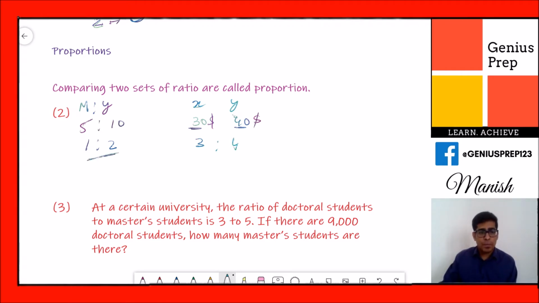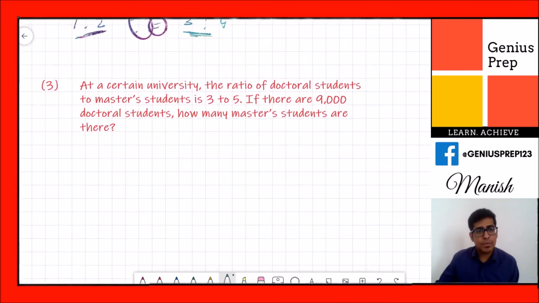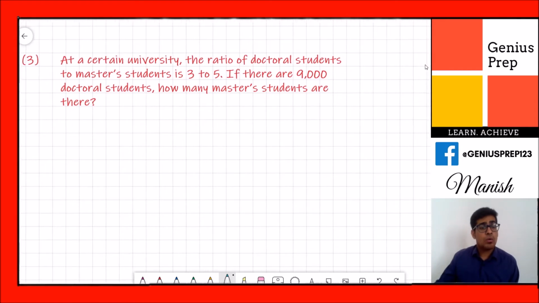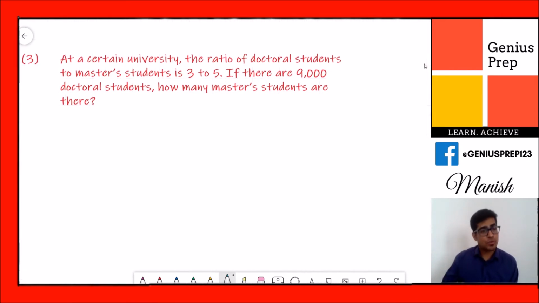So when you compare this set with this set, we say we are doing proportions, and for proportion we use this symbol, or you can use the equal sign. Any of them you can use. Let's take an example so you will get a better idea how we can use ratio and proportion together in the exam or in the question.